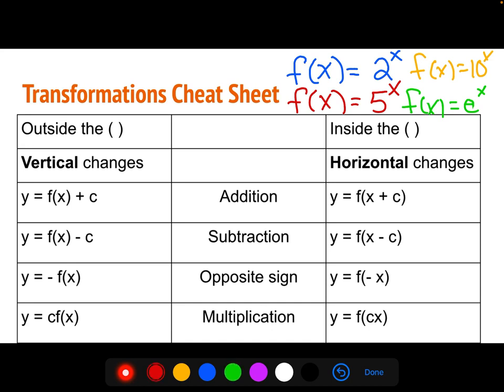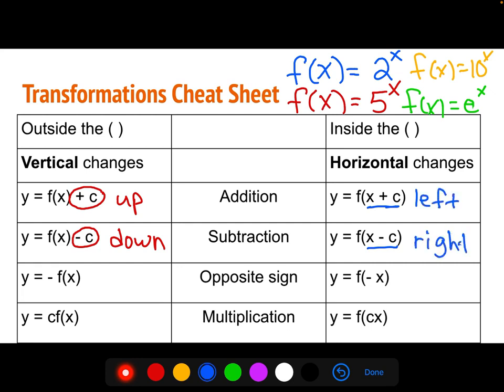That's the parent function. Now, what are we going to talk about with that? Well, anytime we have a plus at the end or a minus at the end after our function, after our exponential, plus means up, minus means down. Now, if your plus and your minus are with the x, that means they're up in the exponent. Plus means left. Minus means right.